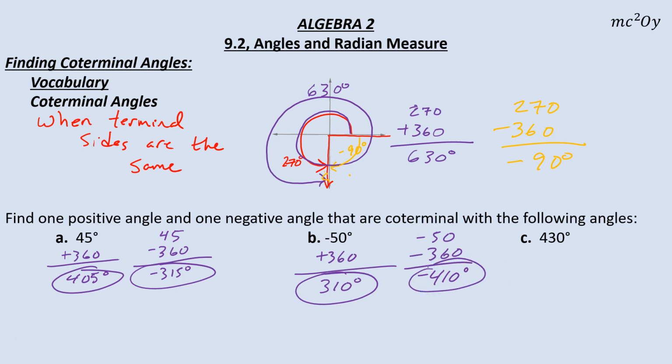All right? Well, a 430 degree angle. Well, I could go 430 minus 360. That's going to give me, in this case, 70 degrees. Well, that's a positive coterminal. If I want a negative, I have to keep going. I have to go 70 minus 360. I have to go one more rotation. In that case, it's negative 290 degrees. So now I have a negative and a positive. And notice subtracting still gave me a positive because I was over 360. So a positive and a negative.